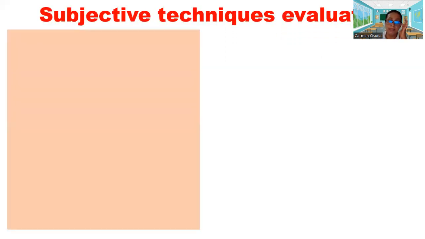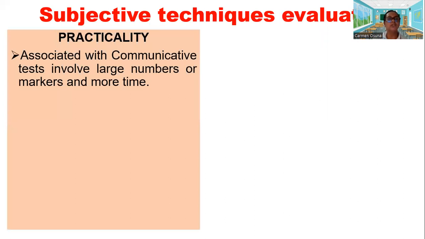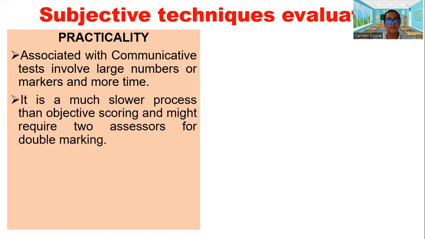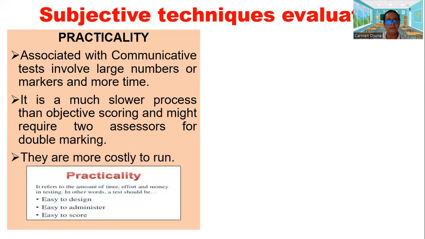Subjective techniques evaluated. Practicality: communicative tests involve a large number of markers and more time. It is a much slower process than objective scoring and might require two assessors for double marking. They are more costly to run. Practicality refers to the amount of time, effort, and money in testing. In other words, a test might be easy to design, easy to administer, and easy to score.